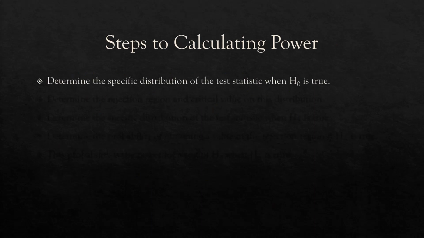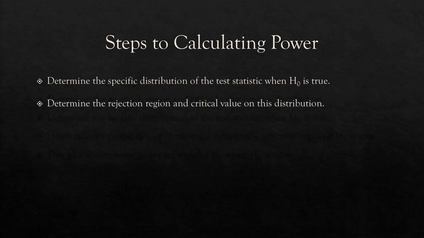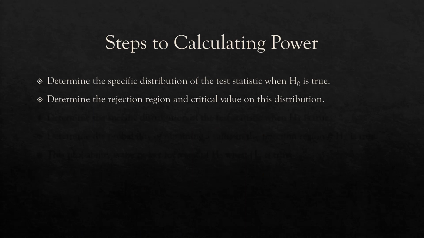Here are the steps to calculating power. First, we have to determine the specific distribution of the test statistic when the null hypothesis is true. In the case of a proportion, we know the distribution is a binomial distribution based upon pi under the null hypothesis, as well as our sample size. We then determine the rejection region and critical value on this distribution.